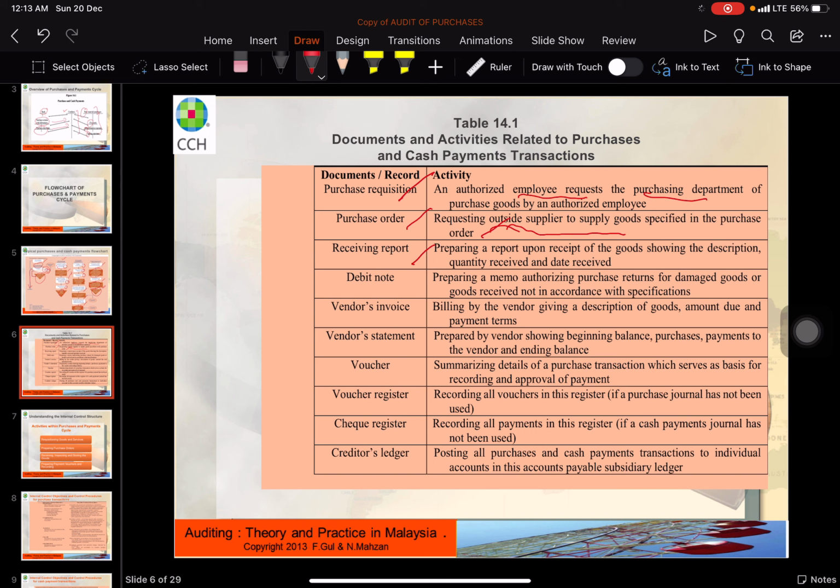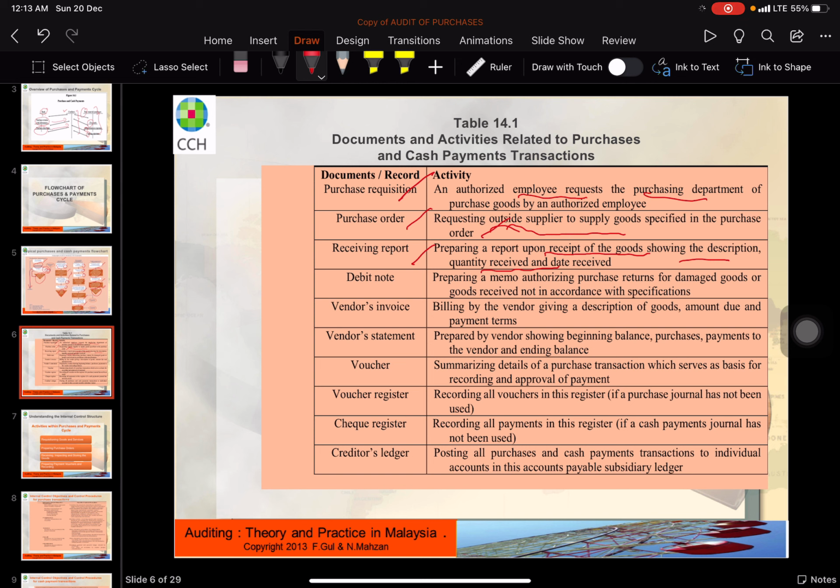Next, the receiving report. Upon receipt, it shows the description, quantity received and the date received. Normally in this receiving report, they will not state the amount received, so they have to check and then state the amount. If the amount received is exactly the amount that we ordered, it's really good. If something is missing, they will know. And then the debit note.